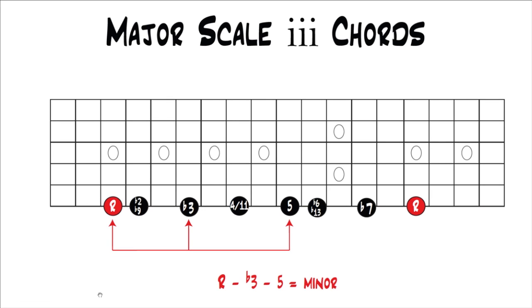And you remember from all the lessons that we've gone over that if you build a triad off the third note of the major scale, you get a minor triad, a root, flat 3, 5. If you add the 7 in, you get a minor 7 chord, so a root, flat 3, 5, flat 7.